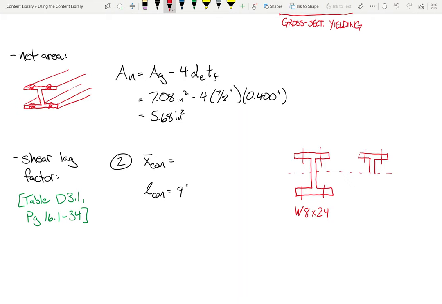Now, when we say equivalent WT, we are really talking about taking that W section and just slicing it right in half. So this WT is half as deep and half as heavy. So instead of a W8 by 24, we are looking up properties for a WT 4 by 12. And specifically what we are looking up is Y bar. So what is Y bar for a WT 4 by 12?